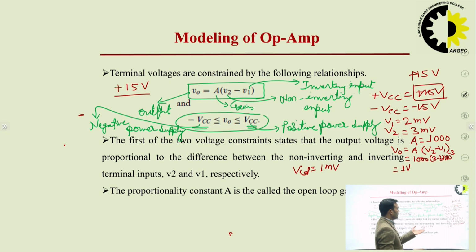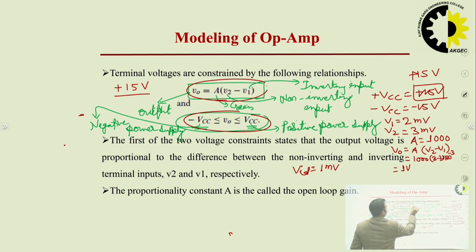Similar is the case for the negative VID. If VID is equal to minus 15 millivolt, output will be minus 15 volt. If input will be minus 17 millivolt, output will remain minus 15 volt. Means this is the condition which we need to remember. This is the relation that we need to find out the output, and this is the condition that we need to remember, that in any condition, operational amplifier cannot provide output more than the power supplies.